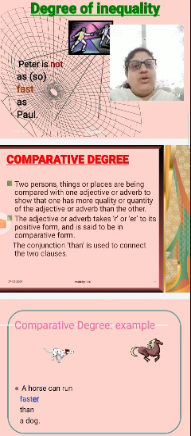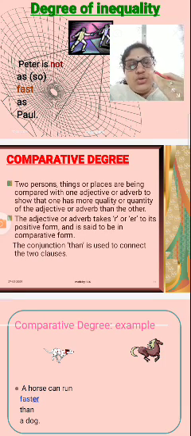two things or two places are being compared with one adjective or adverb to show that one has more quality or quantity of the adjective or adverb than the other.